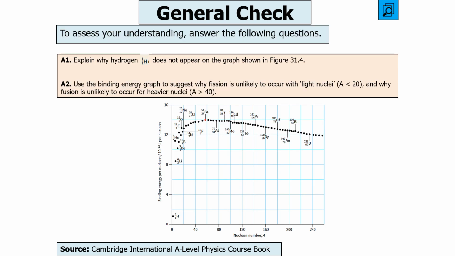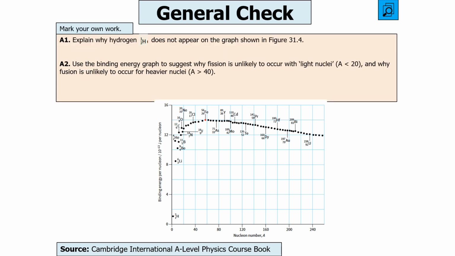The next question says, explain why hydrogen does not appear on the graph below, and then using the binding energy graph below, suggest why fission is unlikely to occur with light nuclei and why fusion is unlikely to occur for heavier nuclei. So pause the video now, then unpause the video when you want to go through your answer.